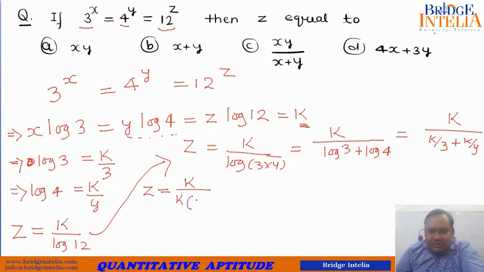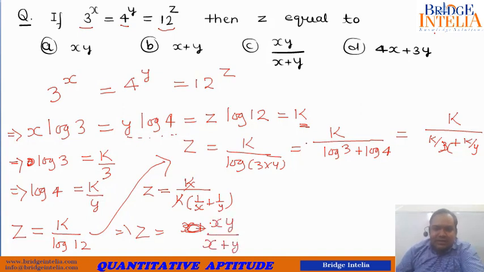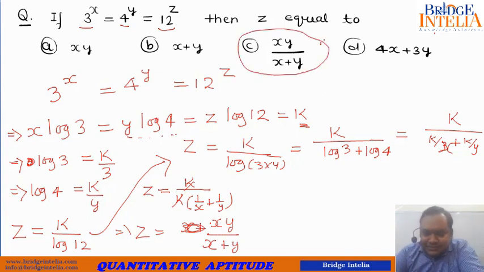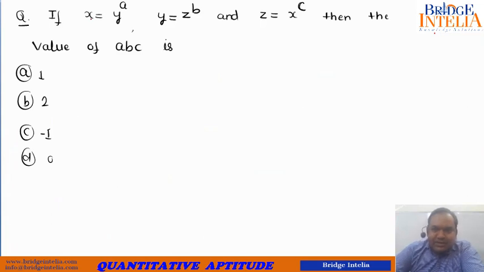So from here it is concluded that z is equal to k divided by this number. If you take k common, this will be 1 by x plus 1 by y. So this k gets cancelled. So z actually comes out to be xy upon x plus y, because xy will go and become the numerator. So this is the correct answer. In such a situation, you simply take log and you'll reach the correct answer. Now let's move forward. Again, same situation. Now let's see what can be done.